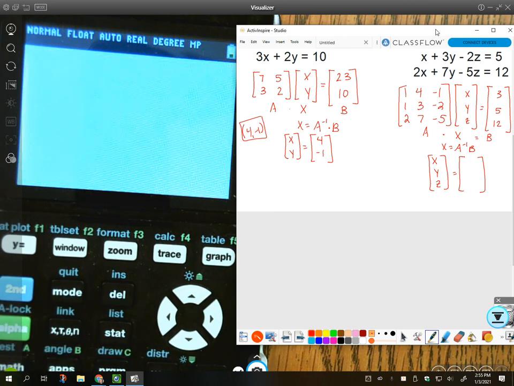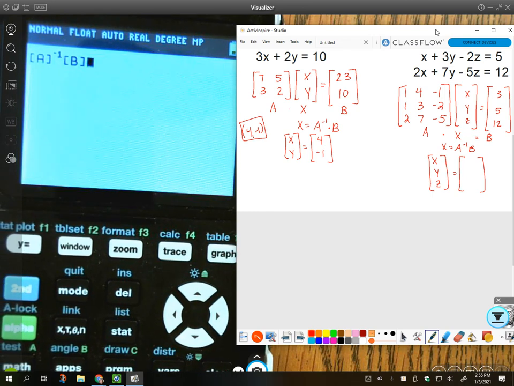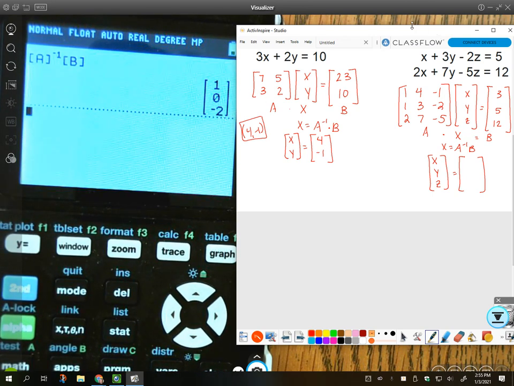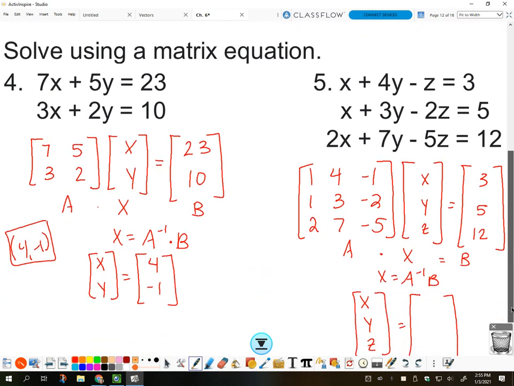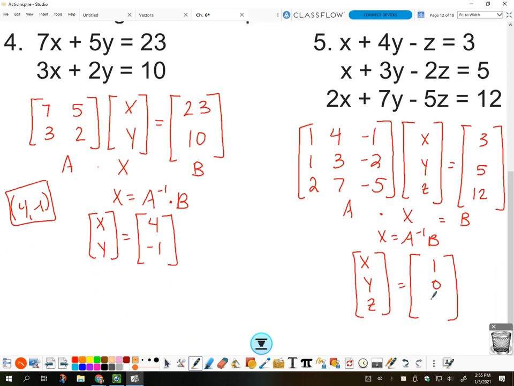Then we want inverse of A times B, and I just did second in there because that's the last thing that I typed in the calculator. And it tells me 1, 0, negative 2. I hate that this jumps back and forth when I make it small and big. 1, 0, negative 2, meaning that the answer to the system is this ordered pair. All right. I believe that we are done.